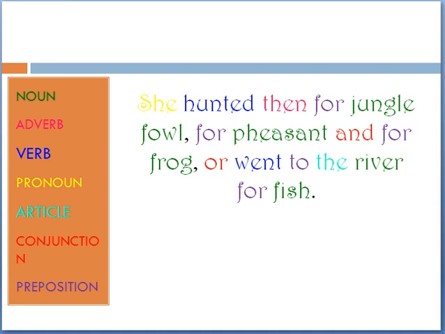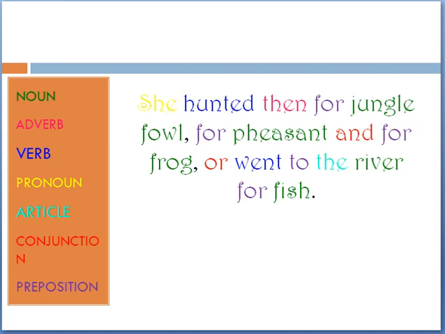Here too, the word for is used thrice as a jewelry of the sentence because it brings a storytelling effect. It could have been told like this, that she hunted then for jungle fowl, pheasant and frog, or went to the river for fish. Okay, so for here is used thrice just to bring a storytelling effect. Okay, jungle fowl is a naming word, so it is a noun. Again, pheasant and frog, these are all naming words, so these are all nouns.